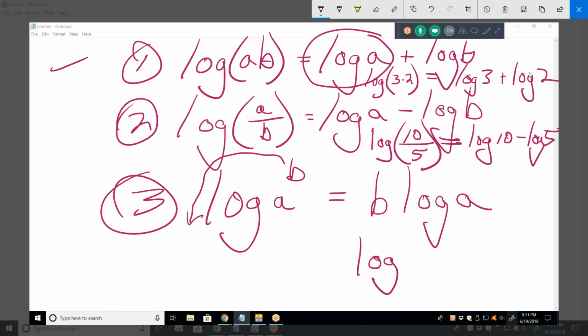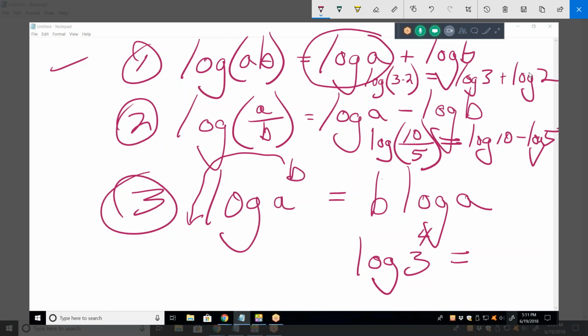Now, there is one thing: for these rules to work, it has to be all the same base. In other words, if one of these logs is base 3 and the other is base 7, you can't apply these rules. You can apply these rules as long as the base is identical. It could all be base 7, all base 3, all base 10, or all natural log. But they have to be the same. Okay? So what's this the equivalent of?